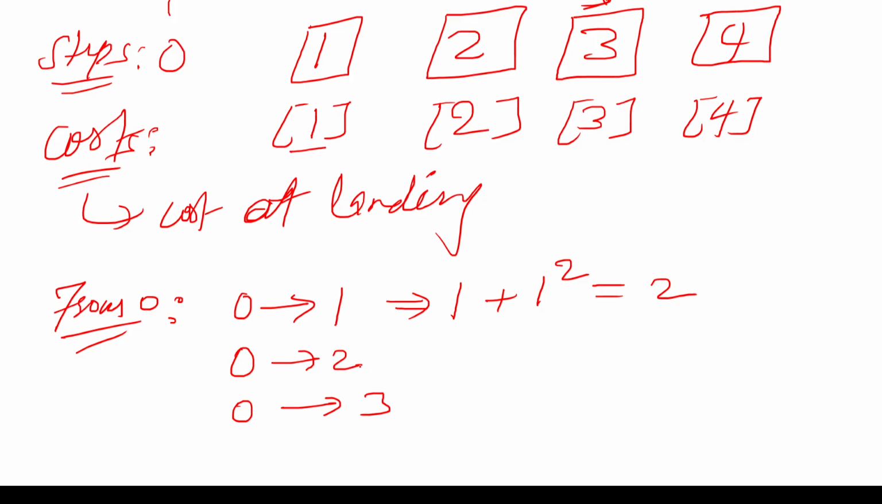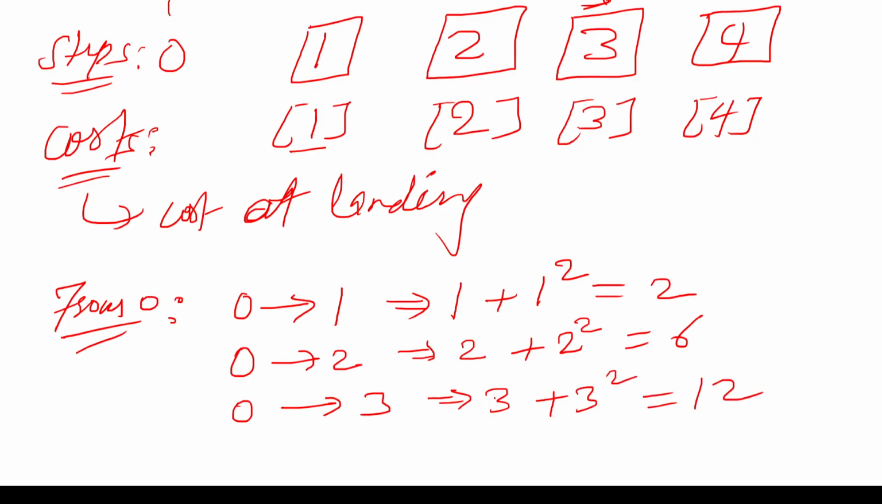Similarly for 0 to 2, the cost here is 2. So this is 2, then j minus i becomes 2 to the power 2, and we will get 6. From 0 to 3 we will go. In that case it becomes 3 plus 3 to the power 2, and here we'll get 12. Let's go to the next.